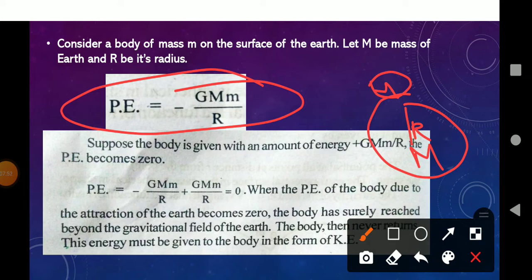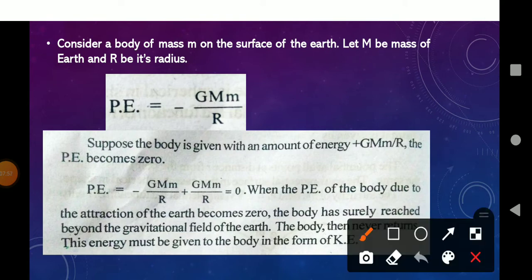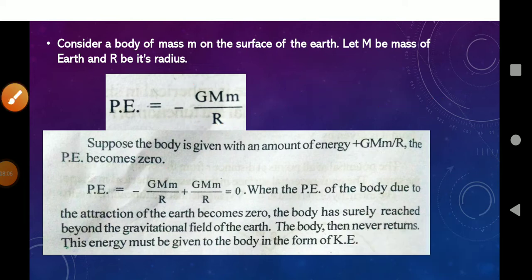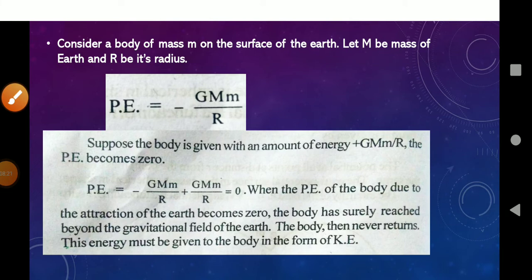Suppose the body is given an amount of energy plus GMm by R. Since the potential energy is minus GMm by R, the potential energy becomes 0. Then the potential energy of the body due to the attraction of the earth becomes 0. The body has surely reached beyond the gravitational field of the earth, which means the body never returns. This energy must be given to the body in the form of kinetic energy.